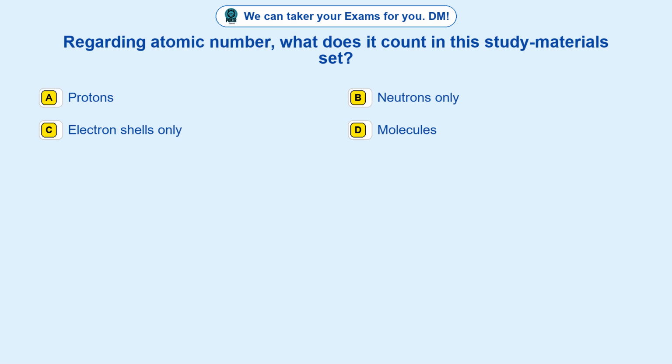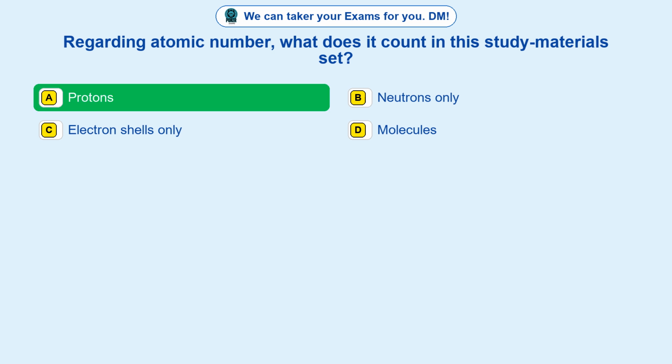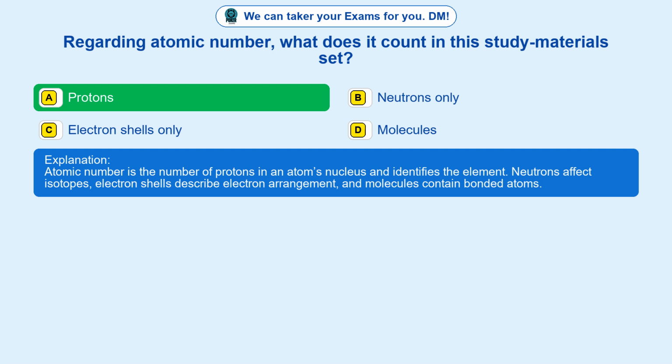Question 31. Regarding atomic number, what does it count in this study material set? Option A, protons. Option B, neutrons only. Option C, electron shells only. Option D, molecules. The correct answer is option A. Protons. Atomic number is the number of protons in an atom's nucleus and identifies the element. Neutrons affect isotopes, electron shells describe electron arrangement, and molecules contain bonded atoms.